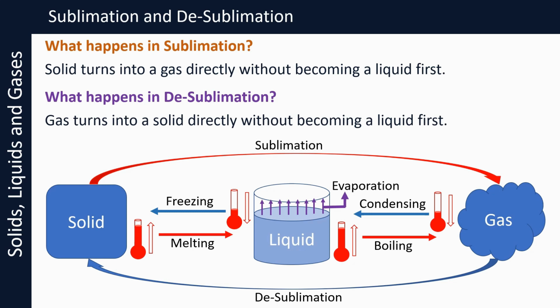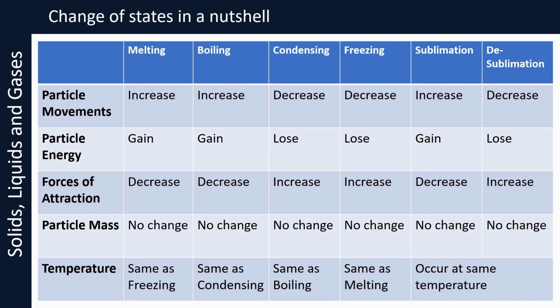Now let's summarize what we have learnt so far. Particle vibrations increase during melting, boiling, and sublimation, whereas they decrease during condensation, freezing, and desublimation. Particles gain energy during melting, boiling, and sublimation, whereas they lose energy during condensing, freezing, and desublimation.